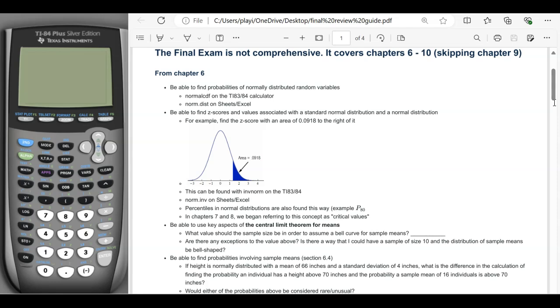All right, just breaking down, chapters 6, 7, 8, and 10 are the chapters covered here. We don't do 9 in this course, but 6 through 10 are covered with the exception of 9. So these are the different things that you're going to be doing in there.